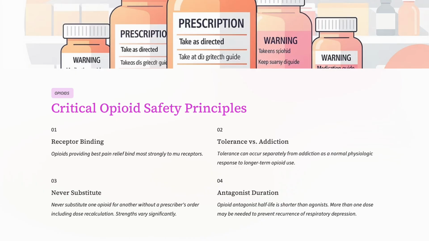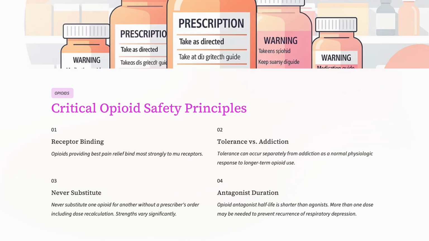You also need to be aware that these are antagonists in some ways, and so their half-life, or how long they work, is shorter than an agonist. And so giving more than one dose may be needed, or giving more than one dose may make the respiratory depression, or the lack of breathing, worse. If you give too much of an opioid, patients will just stop breathing.